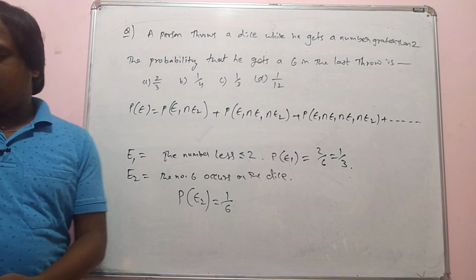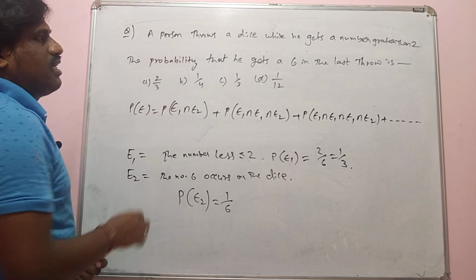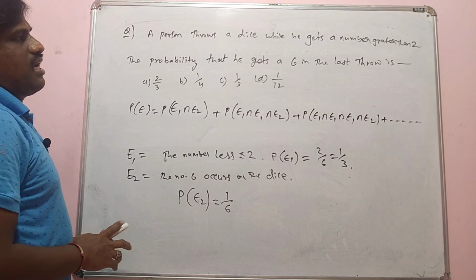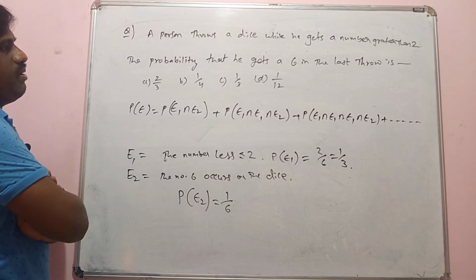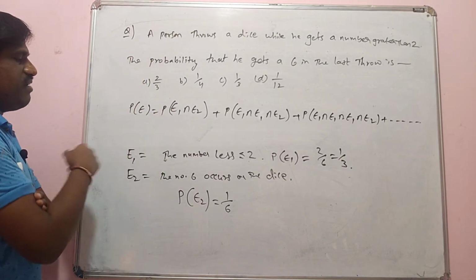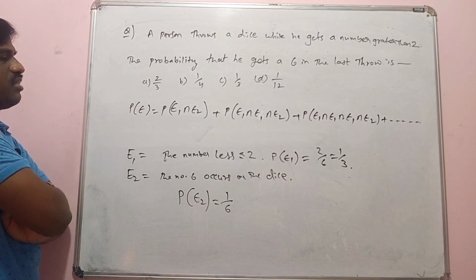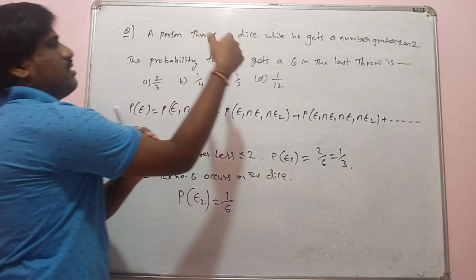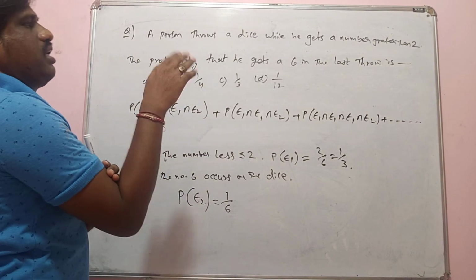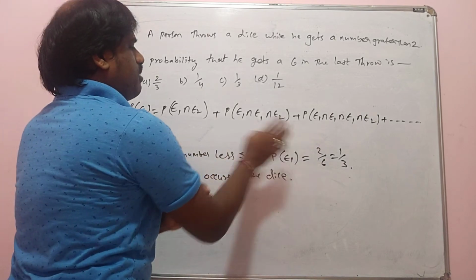What I want to say, I'll explain once again. A person throws a die until he gets a number greater than 2. The probability that he gets a 6 at the last throw. So E2 is the event that the number in the last throw is 6. E1 is the event that the number is less than or equal to 2, because he cannot throw greater than 2 in the earlier throws. So E1 is 1 by 3.